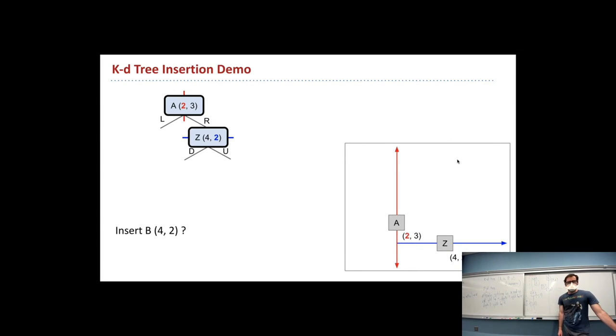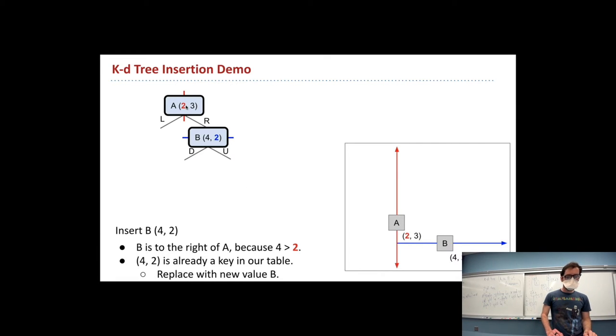What if I insert B? It also has a key of 4, 2. If we're implementing this as a map, where we have the same key and value behavior as a map, what should happen if we insert something with a key of 4, 2 that happens to already be in our tree? Liam? We replace it. Yeah, we replace the value associated with that key. So we would compare our x coordinate 4 to A, that tells us to go right. Now we find a node with exactly the same key, so we replace it with our new value of B. Does that make sense?